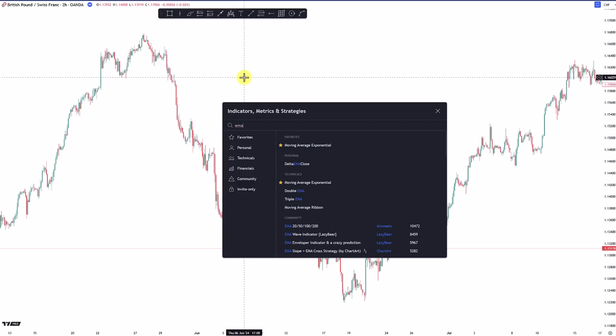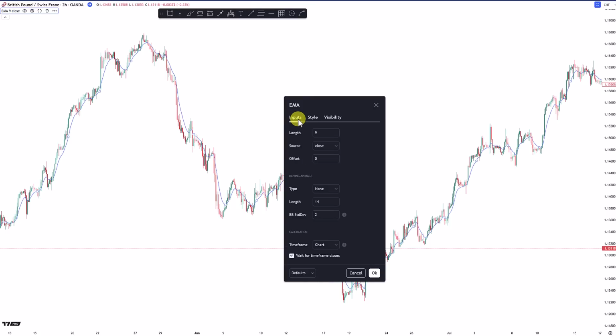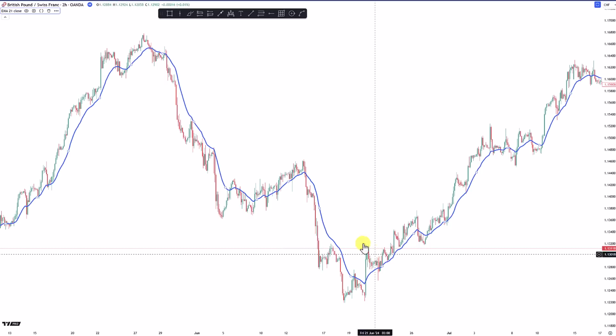Let's move on to another one, one that probably many of you have heard about and many of you have tried using, but maybe struggle with. So let me help you understand moving averages. So I added the EMA. By default in TradingView, it's the 9 period. I think one of the common ones is the 21 EMA, which many traders use.